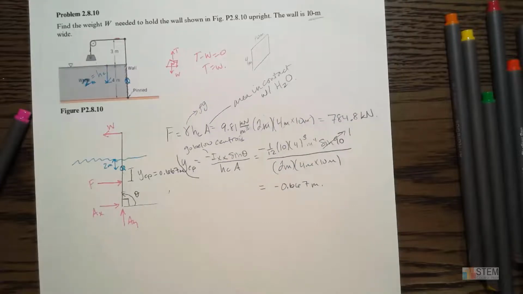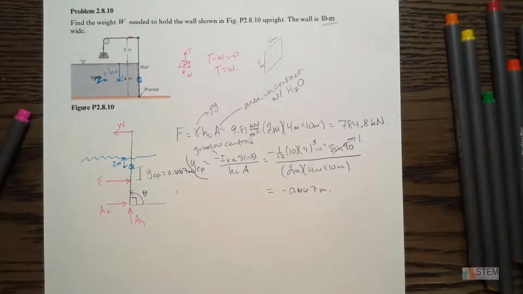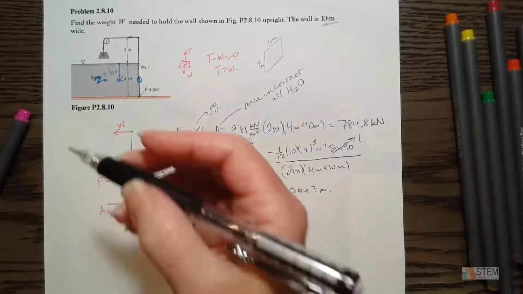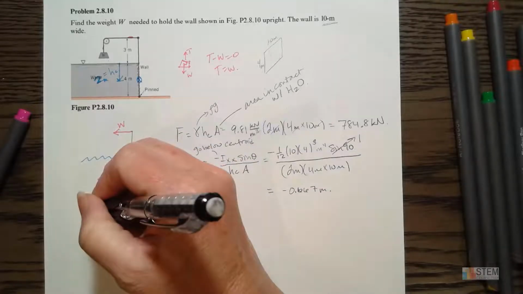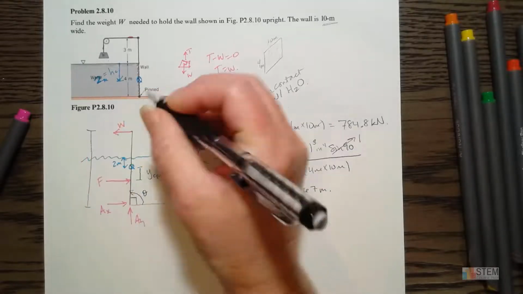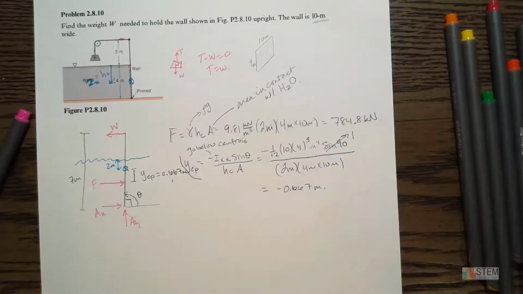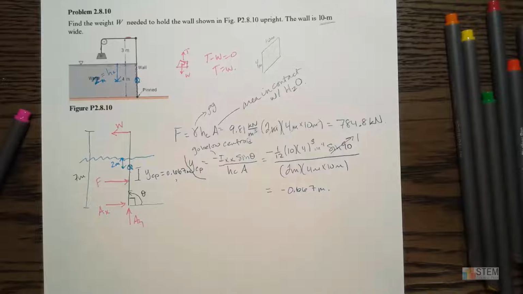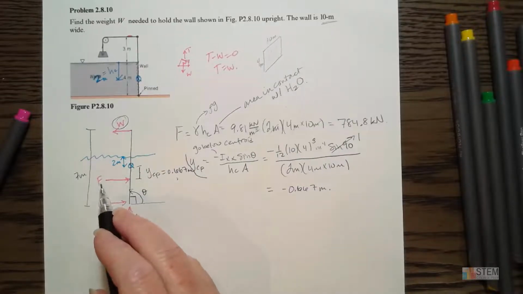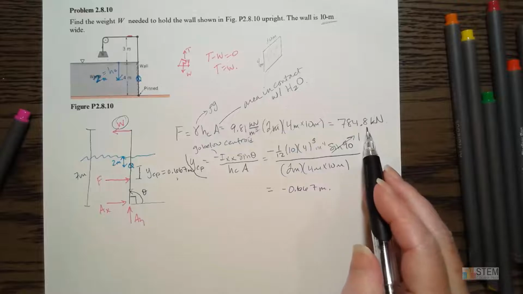All right. So that's pretty much all we need. The last thing we might want to do is label the distance to the weight. Right, so it's 4 plus 3, so that's 7 right there. Okay, but now we're ready to solve. Okay, so I want to find weight. That's what we're looking for. Okay, I know what force is, the F, right? It's 784.8.